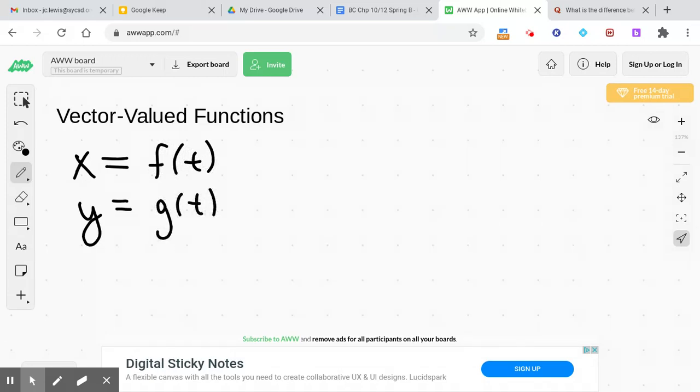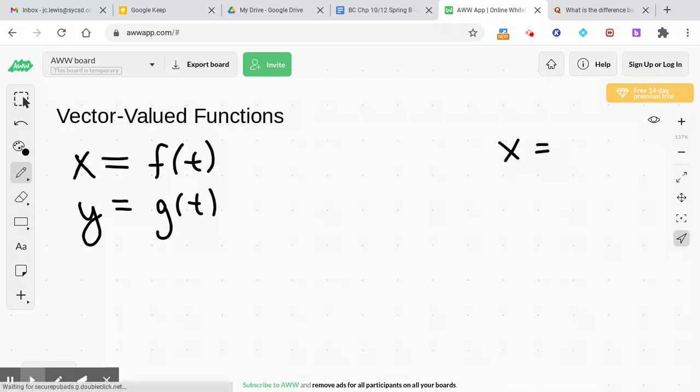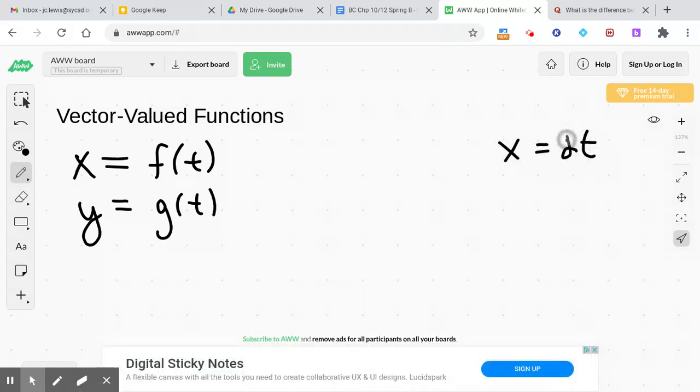And for example, this might have been x equals 2t, and then y might have been cosine of t. And I had these two parametric equations that together put together a single curve with an x and y position that was a function of time. That was our parameter.